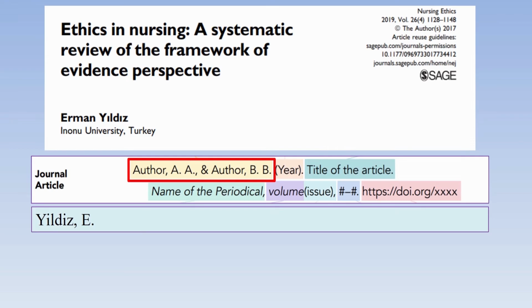For the author, list the last name, comma, and then only the initials for the first name, period. Do not spell out first or middle names and do not include credentials such as RN or PhD. If there are two authors, use an ampersand between the names. The author is Yildiz, comma, E, period. Next is the year of publication, 2019, which is in parentheses and has a period after the closing parentheses.